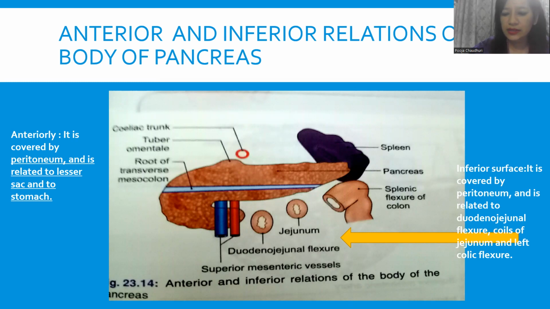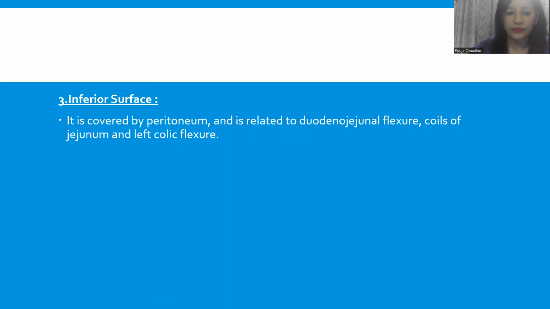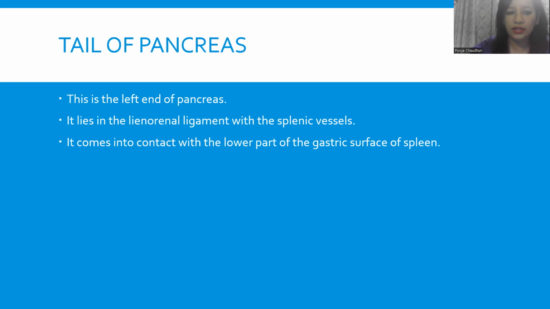And the inferior surface, we can see that it is covered by the peritoneum and it's related to the duodenojejunal flexure, the coils of jejunum, and the left colic flexure.